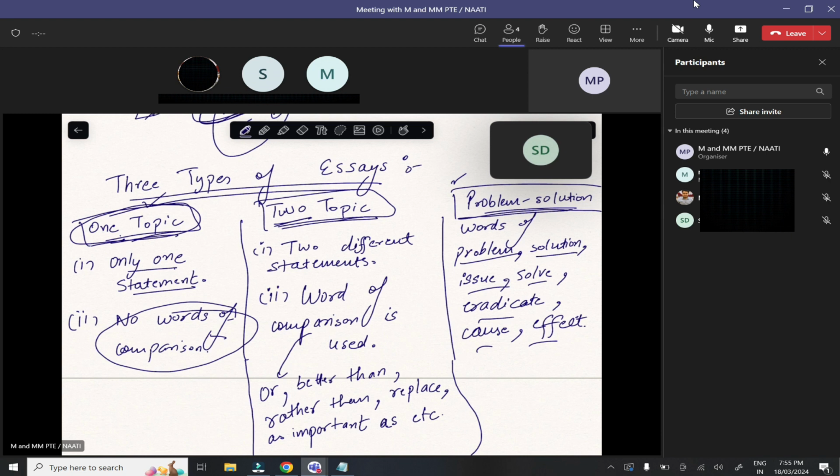How can an essay be a two topic essay when they compare two different things? They might say Melbourne is better than Adelaide in terms of the cleanliness. Do you agree or disagree? Then in that case, my essay will become a two topic essay. Why? Because now I can see that yes, there are two things being compared.